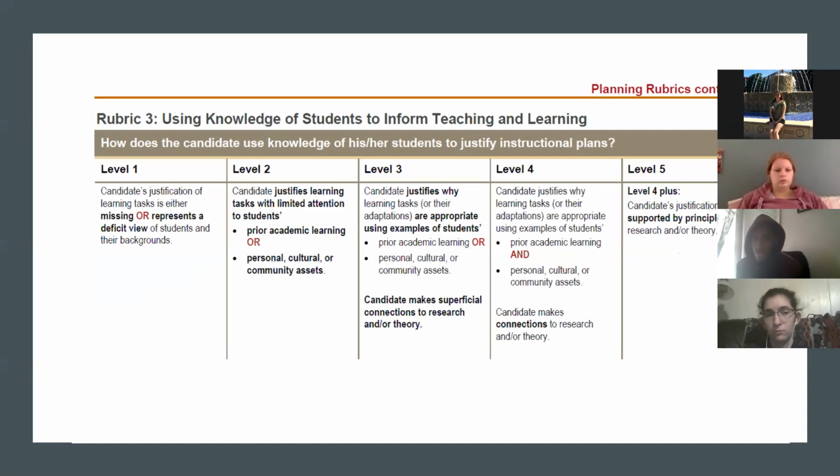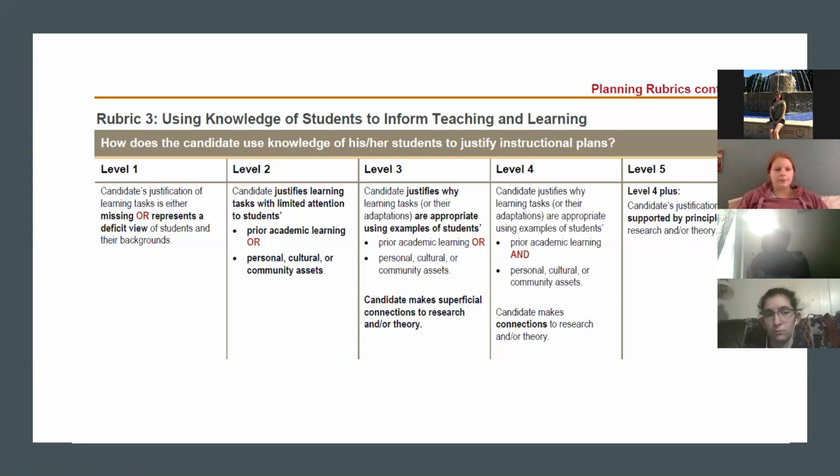Now, rubric 2 connects very closely with rubric 3, using knowledge of students to inform teaching and learning. So this is thinking about what your students already know before they come into a class, right? So this connects to your context of learning that you wrote. And this is why Jesse's example of having done a KWL chart in your learning segment is really helpful. I've talked to other students also about maybe doing a pre-test. Pre-test can be stressful for some students, so the KWL chart is kind of nice.